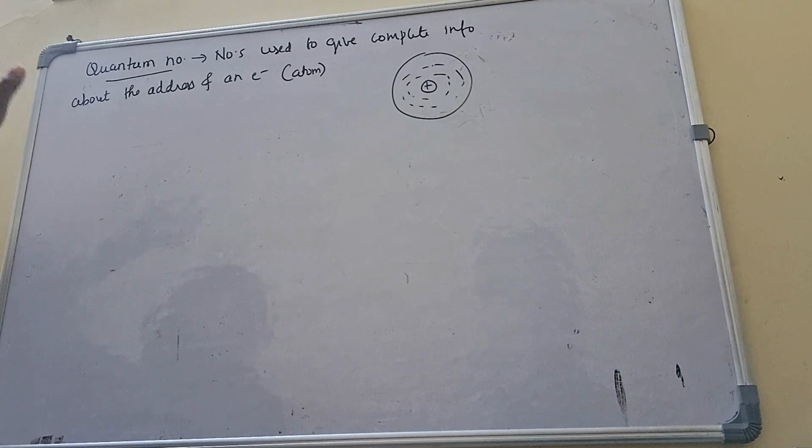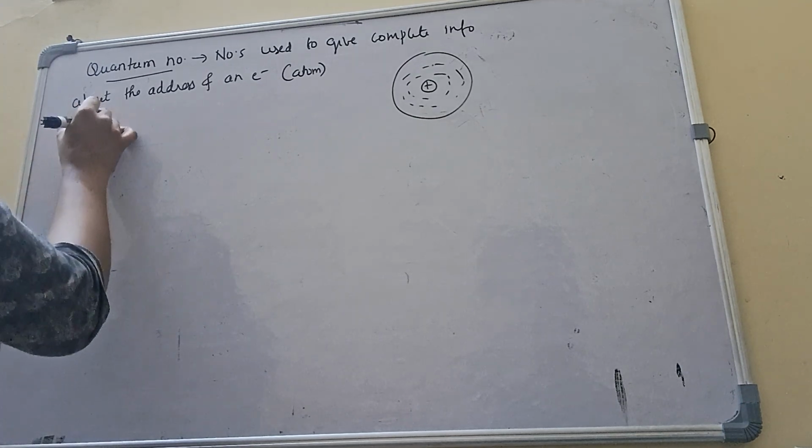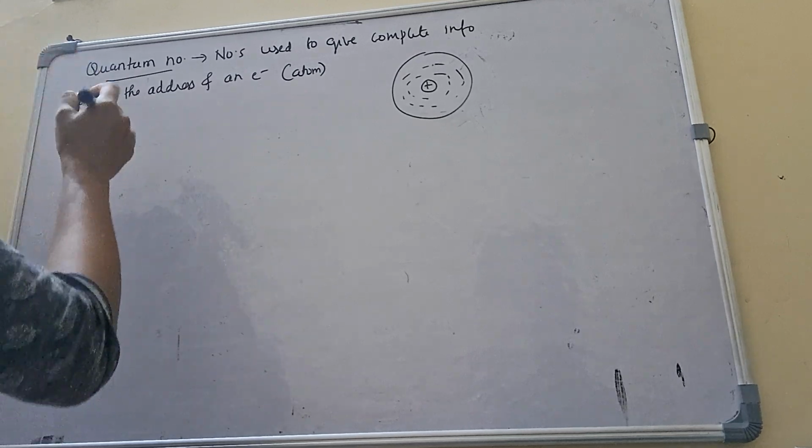And how did we get these quantum numbers? When you solve that Schrodinger's wave equation, H cap psi is equal to E psi, that psi variable is going to give you all the four quantum numbers. We don't have to get into the details of how to solve, but we only have to know what the four quantum numbers are. Let me write the set of quantum numbers.